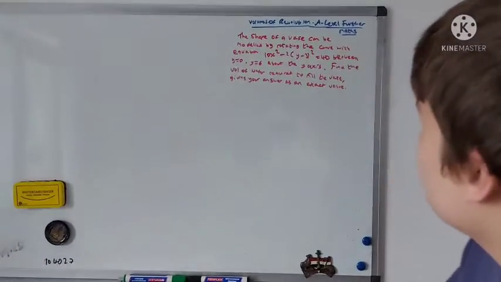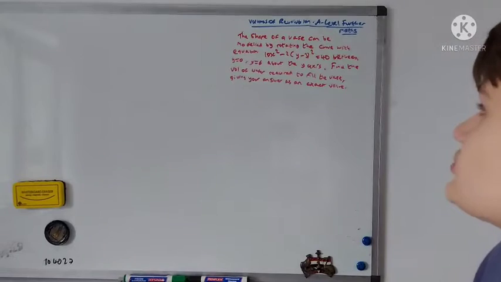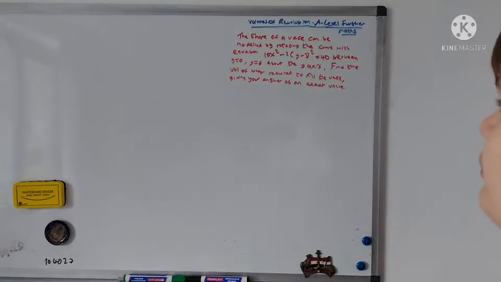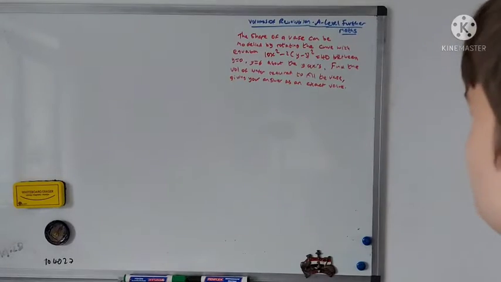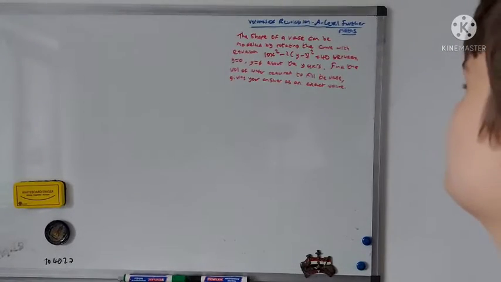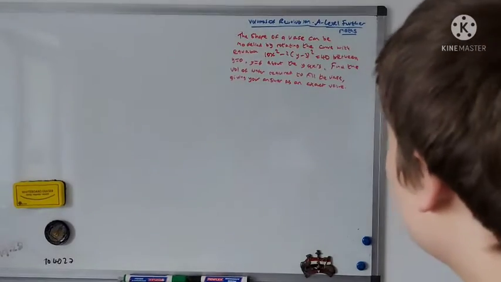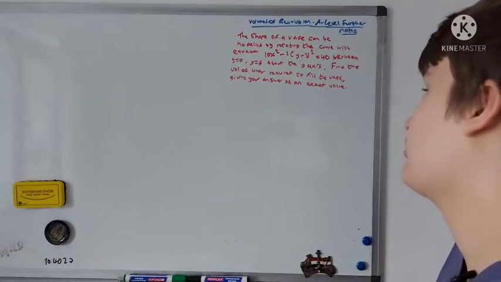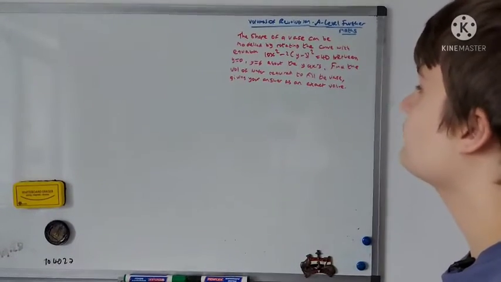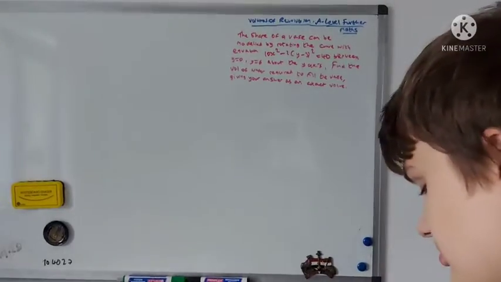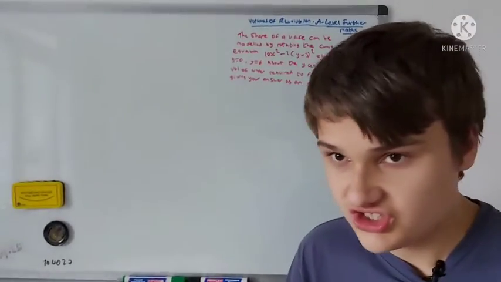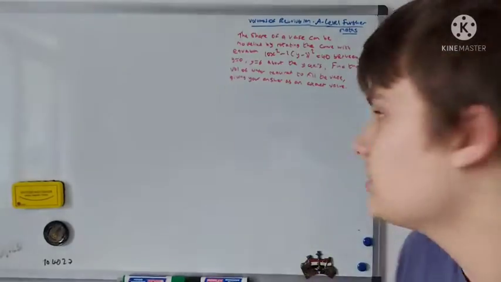Okay, so in this video we're going to look at the shape of a vase, which can be made by rotating the curve with the equation 10x squared minus 2 lots of (y minus 3) squared equals 40, between y equals 0 and y equals 6 about the y-axis. Find the volume of water required to fill the vase, giving your answer as an exact value. The exact value is important because it means we can't just use our calculator.